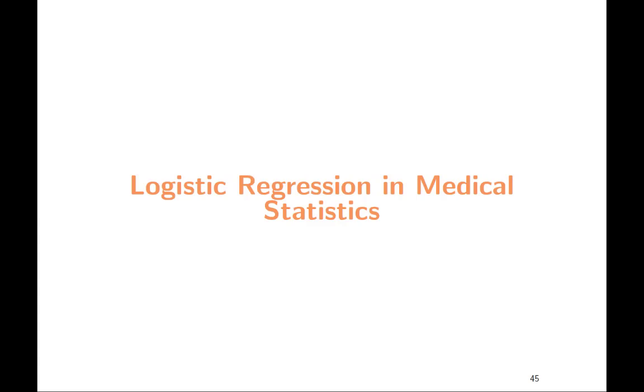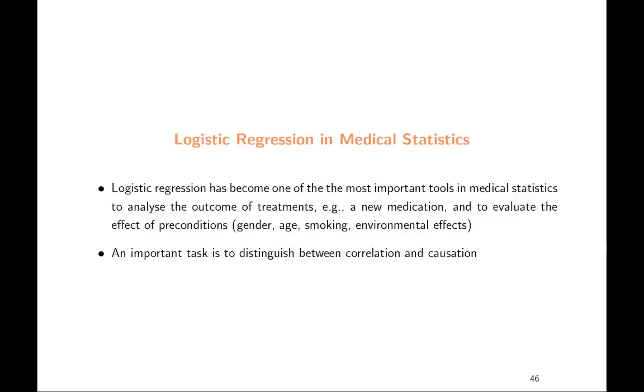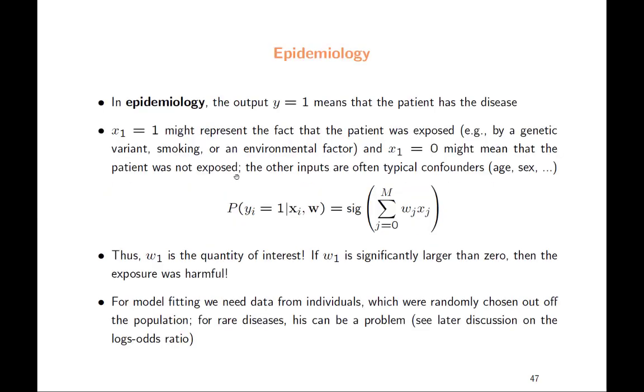Finally, we discussed logistic regression in medical statistics. The important thing is that the input x1 is the important one, the factor you're interested in, so in epidemiology it might be smoking, environmental factors, and so on. Then you have the offset again, and you have other inputs. The other inputs are so-called confounders or additional inputs.